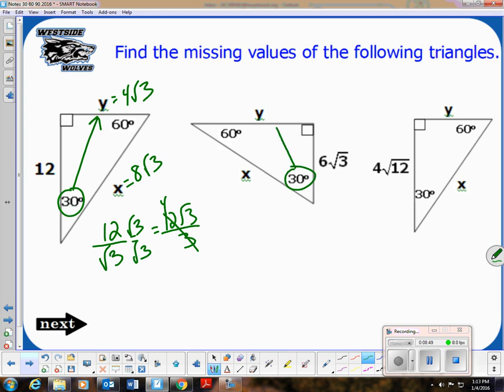I need a short leg first. Always point to that one first. You know you need to have that one. So I've got the long leg. So 6 square root of 3 divided by square root of 3. Those cancel. So there we go. Y is equal to 6. Well, if y is equal to 6, the hypotenuse is 2 times that, which makes it 12.